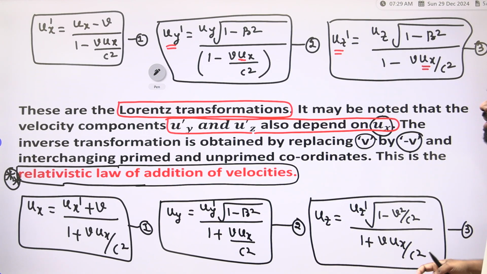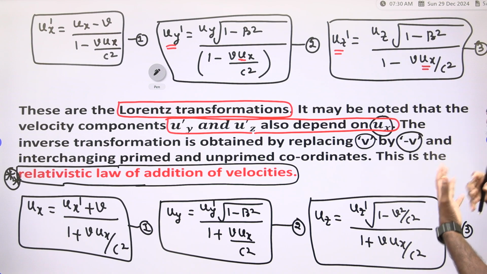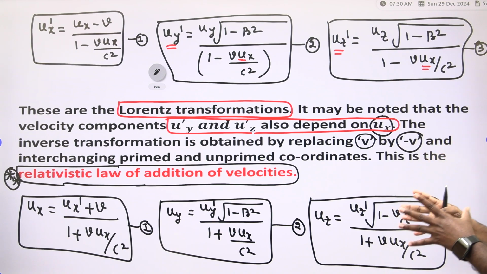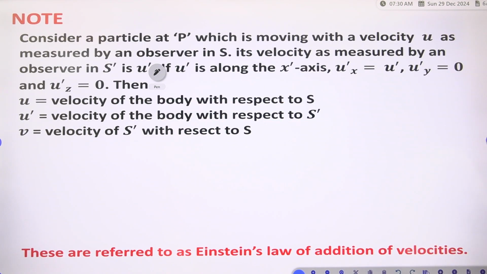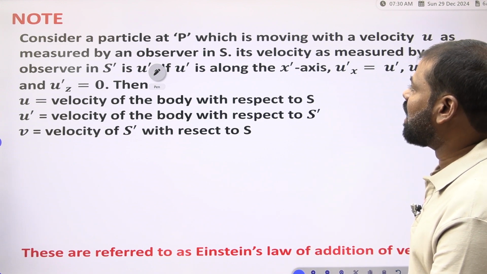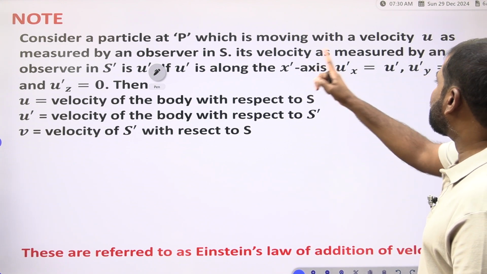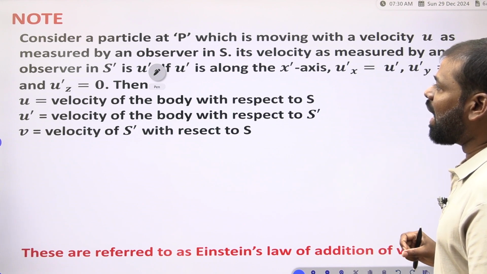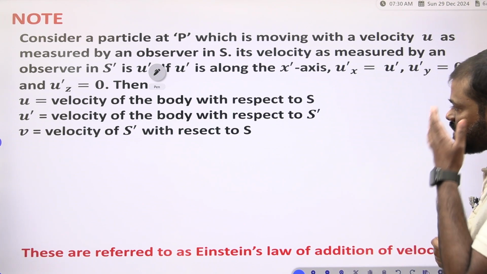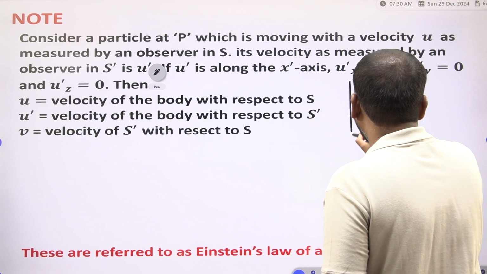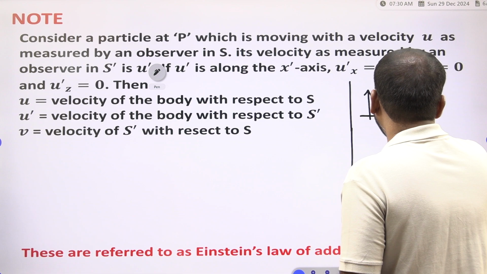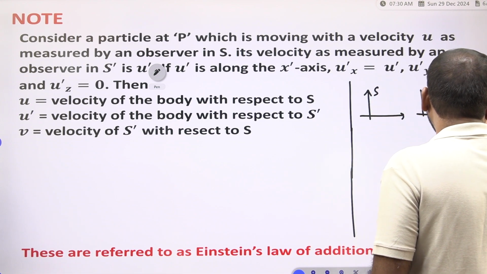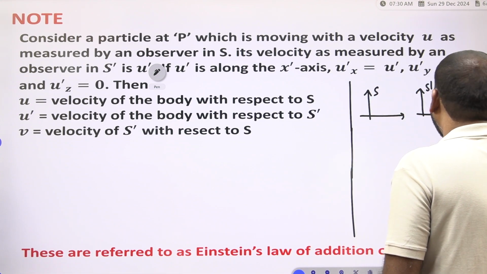So that u x dash, that is the way we have to calculate the velocity transformations. Clear? So once again you have to see what is behind this. Consider a particle at P which is moving with velocity u as measured by an observer in S frame. There is an S frame, and there is an S dash frame also.